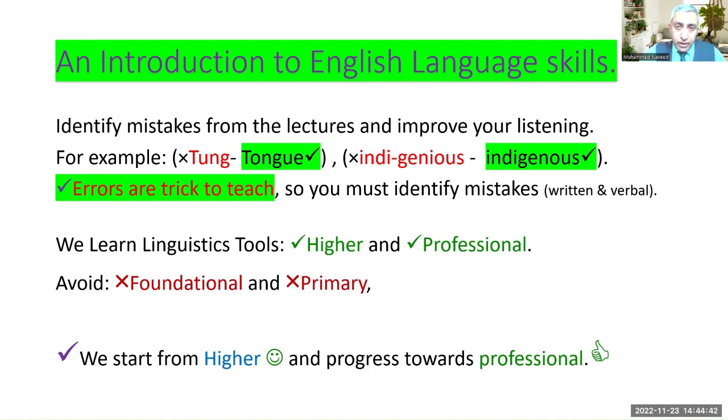Avoid foundational levels. For example, when you go to some of those different educational institutions, they try to keep you at the foundational level, for multiple reasons. And if you are old enough to understand and practice independently, then you should not practice at the foundational level. You should not study at primary level. You should study at the higher level and progress towards professional level, because once you have already taken all the knowledge into your head, now is the time to produce.